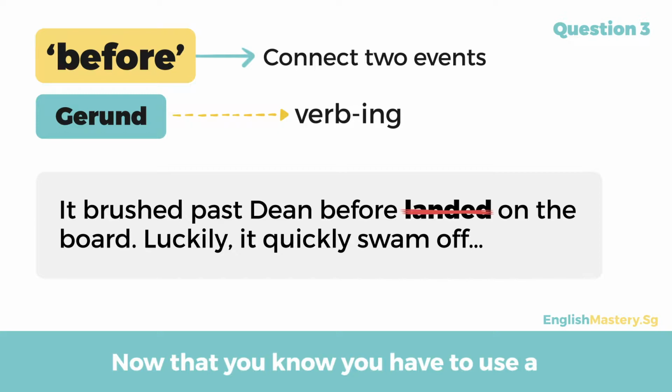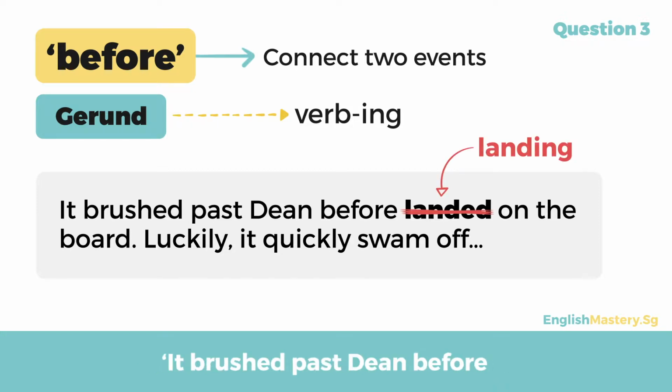Now that you know you have to use a gerund, which is a verb ending with an ing, we will correct the error landed to landing. It brushed past Dean before landing on the board. And that is the correct answer.